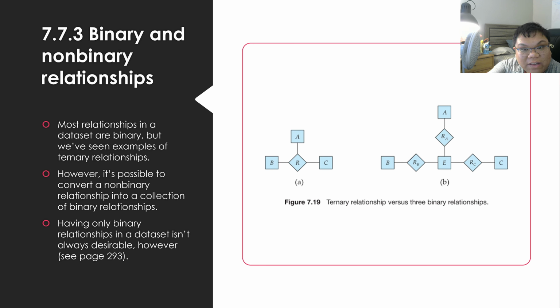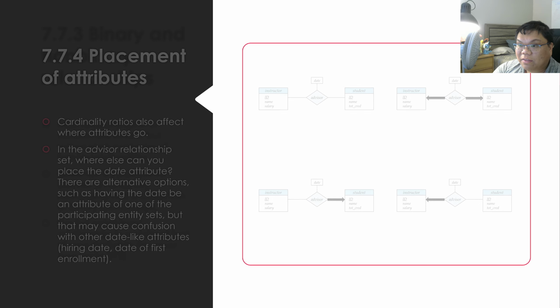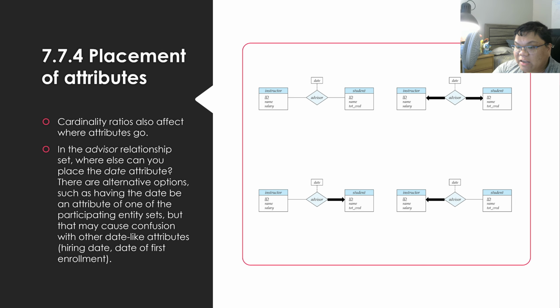Also, it turns out you can convert a non-binary relationship into a collection of binary relationship sets. This isn't always ideal, by the way. Where do you place attributes? Well, there are other places we can place the date attribute, but those placements might not be ideal because they could be confused with, say, hiring date.